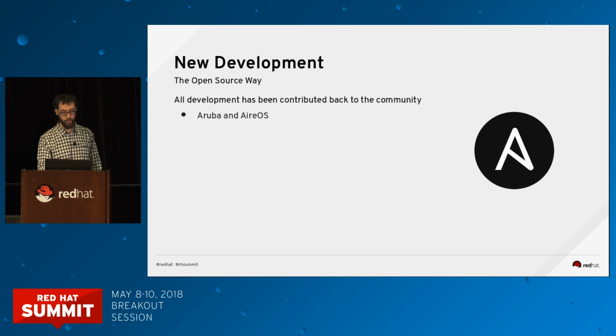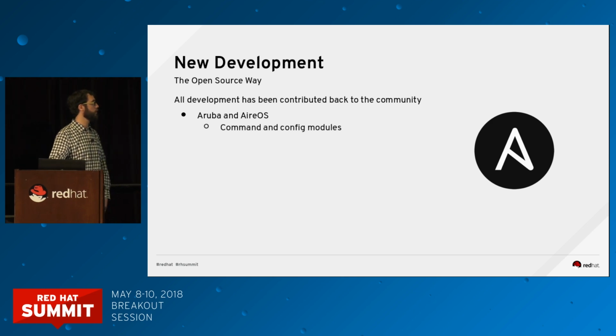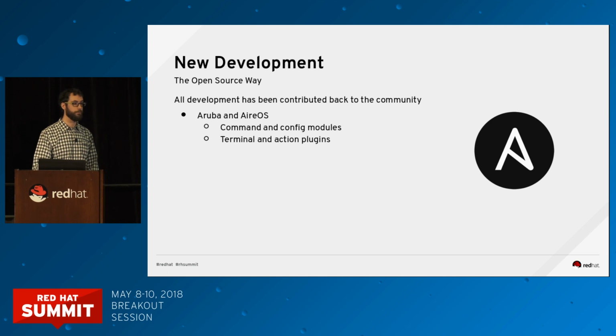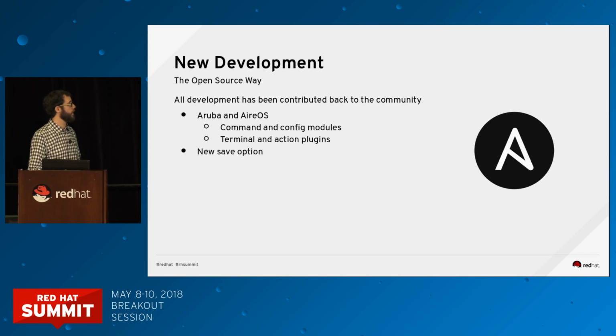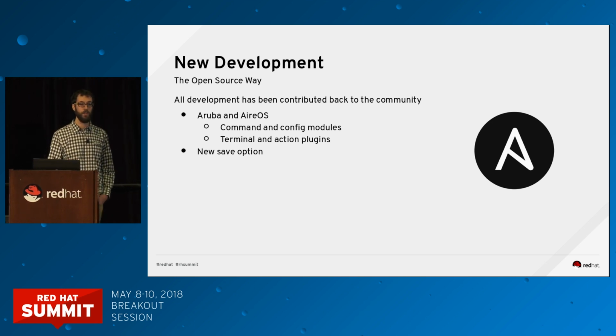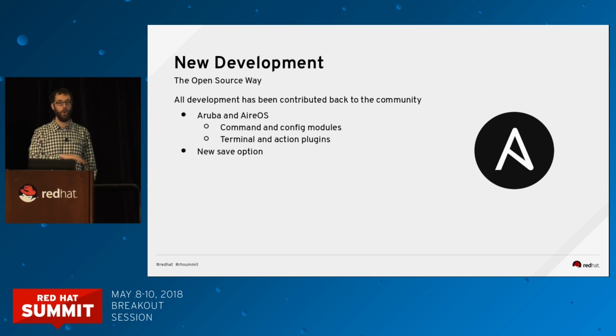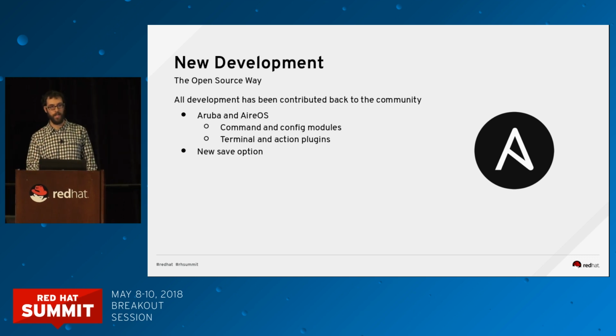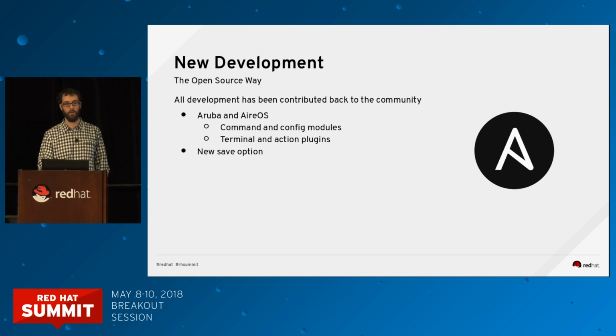So early on, we knew that we needed to work with some wireless controllers, so Aruba and AirOS. So early on, we developed the command and config modules for them and all the necessary plugins that they need. We also added a new save option to most of the core network modules, save when changed, which just executes a save only if during that actual task there was a change that was detected during the idempotency checks.